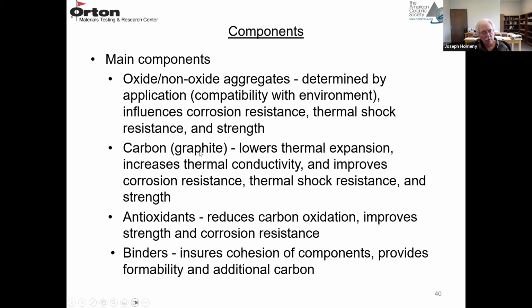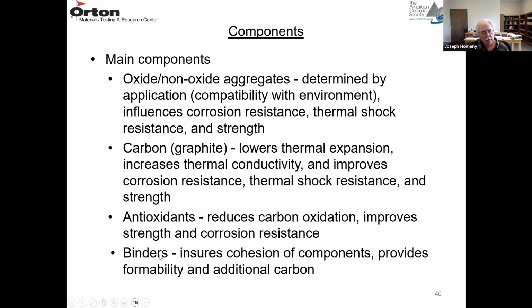The matrix is going to be carbon, perhaps graphite. This lowers the thermal expansion and increases the thermal conductivity. Because of the non-wetting nature, it improves the corrosion resistance. And you have an overall increase in thermal shock resistance and strength. You have to have antioxidants. These are protecting the carbon. Carbon, we mentioned, oxidizes quite easily. So you're adding something to reduce carbon oxidation, but this also improves the strength and corrosion resistance.